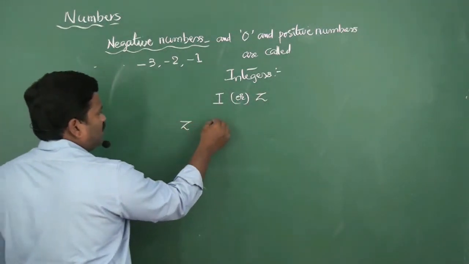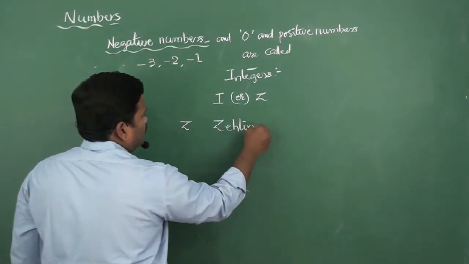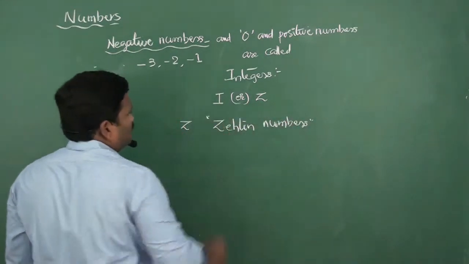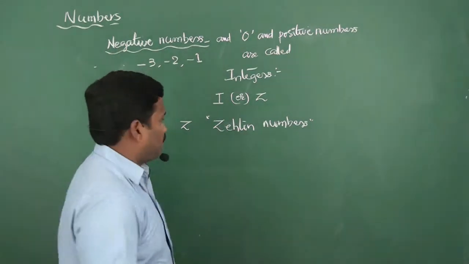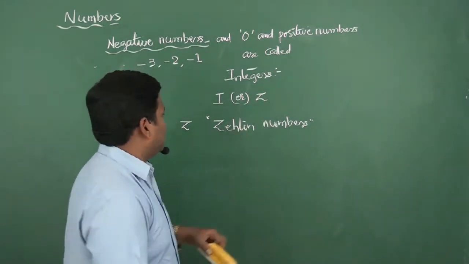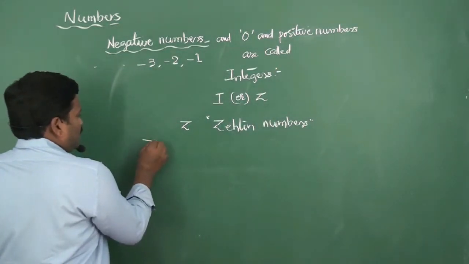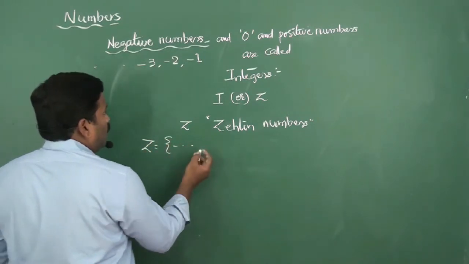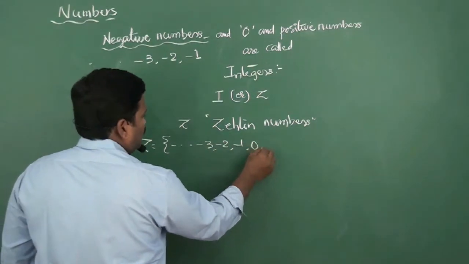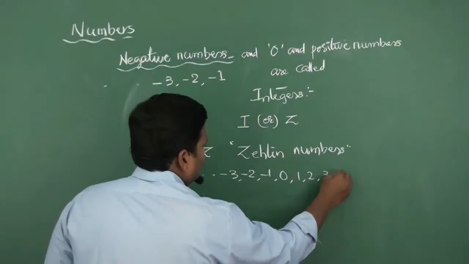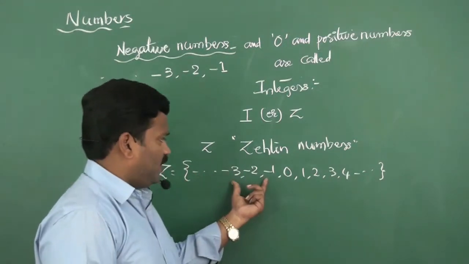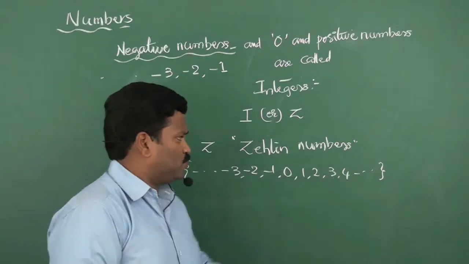Z means Zahlen numbers. This word is derived from German. Integers are denoted by either I or Z. In the set Z, we have all the negative integers, 0 as well as positive integers.